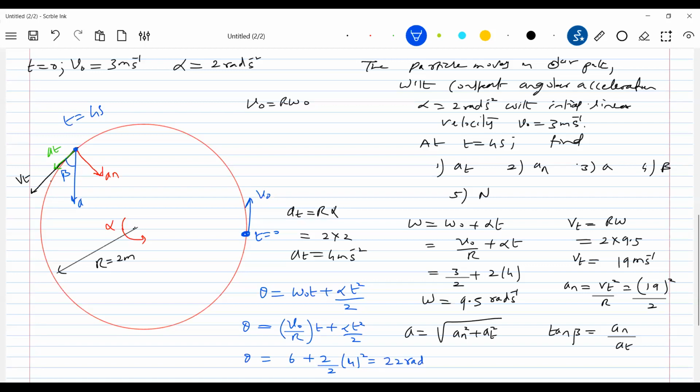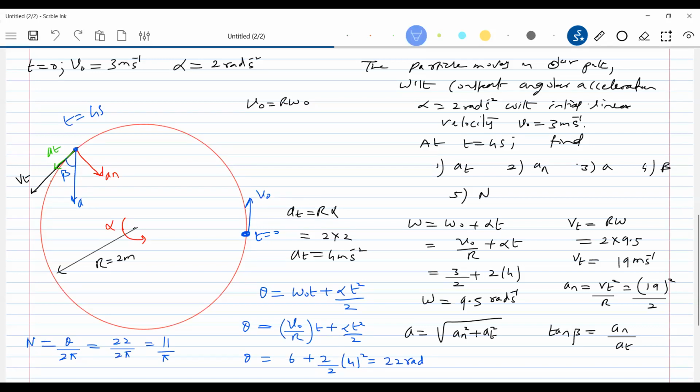Now how to get the number of revolutions? I'll show everything in one page; it'll be easy for you. 22 by 2 pi, that is 11 by pi revolutions. Pi is 3.14. So we'll get a rough estimation of where the particle actually is. Did it complete 2 rounds, 3 rounds? That information will be available for us. I'm getting about 3.5, 3.55 revolutions.